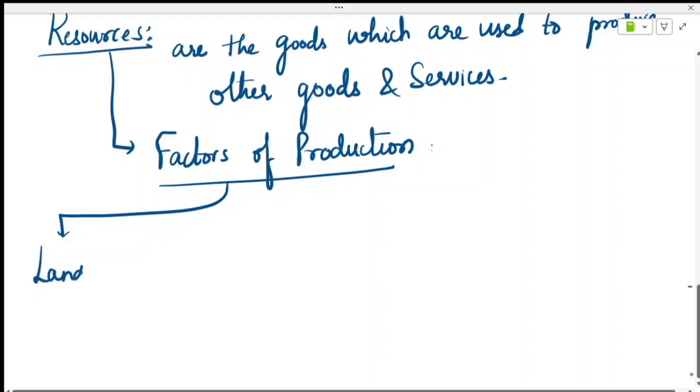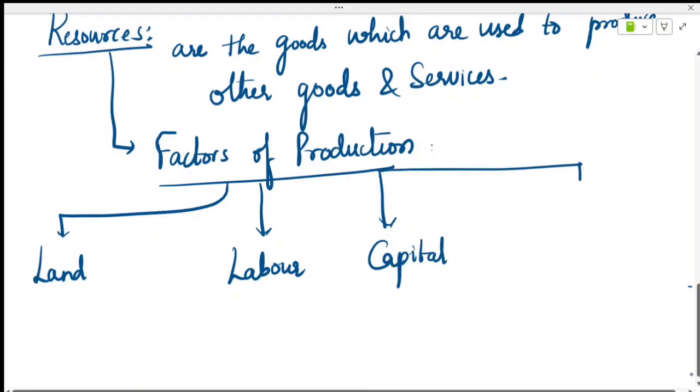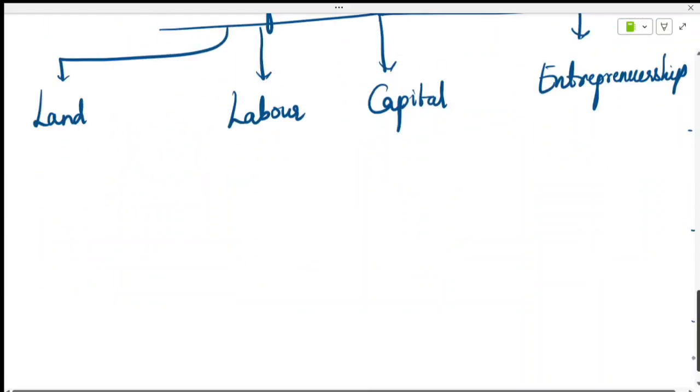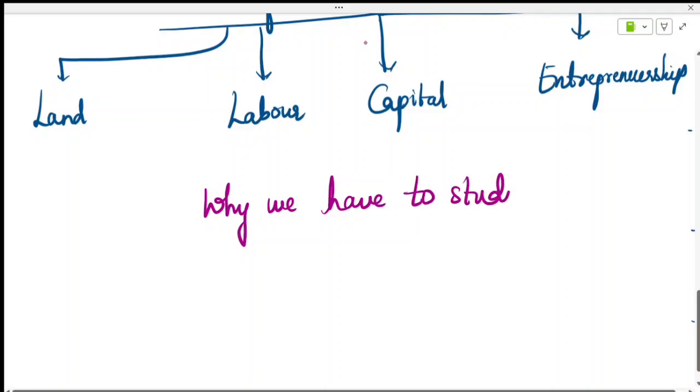They are land, labor, capital, entrepreneurship. Land, labor, capital, entrepreneurship. We will look at these in great detail in future lectures, so you'll get it then. Why do we have to study economics?